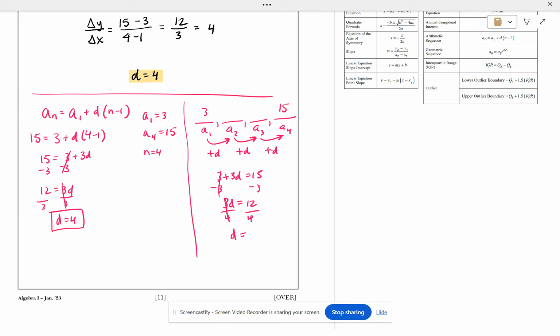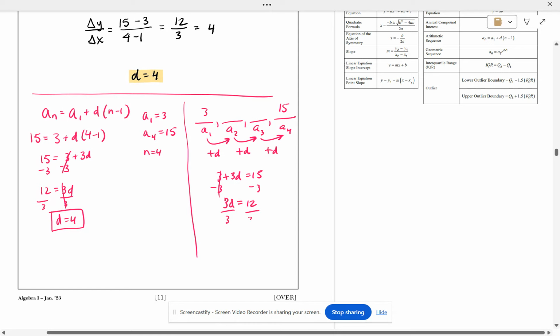Wait, what did I do here? Oh. I divided by 4, it's divided by 3. There we go.